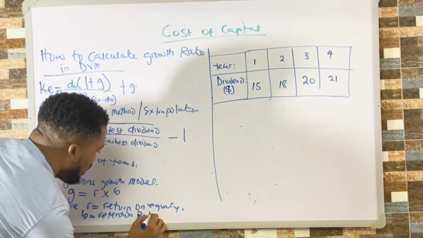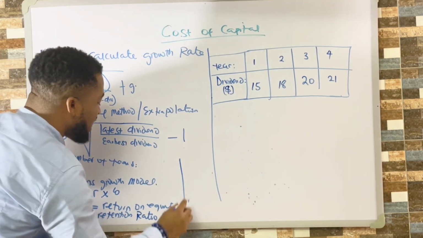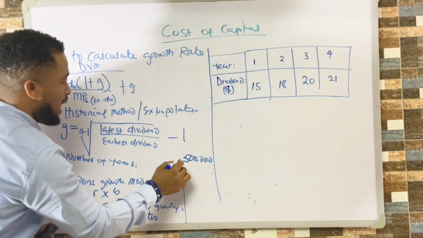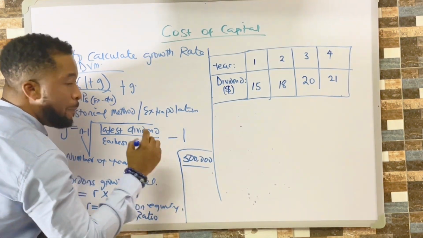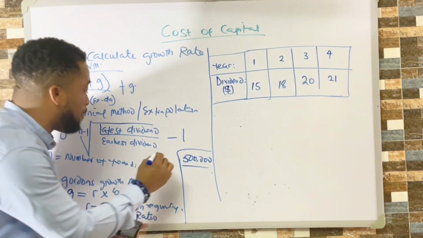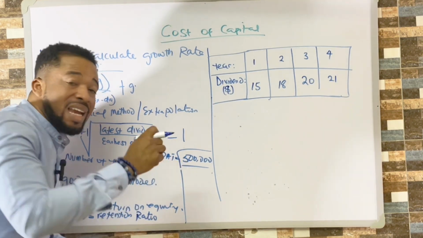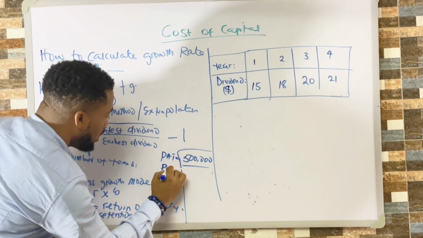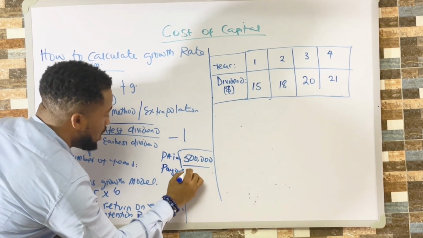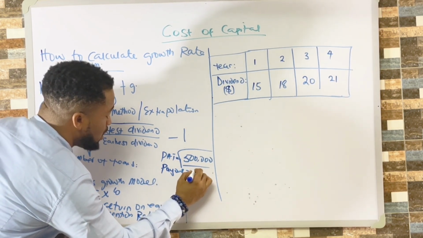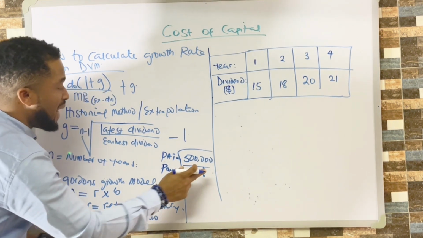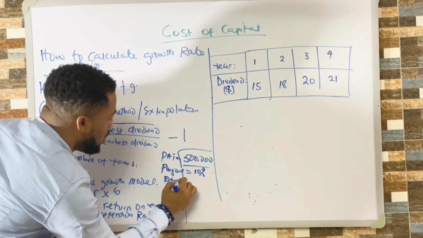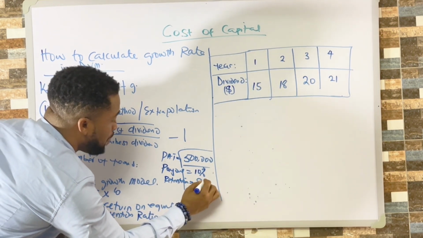So retention ratio. What we are saying here is, if I make 500,000 profit after tax, and my policy is to have a payout ratio. Payout ratio is the portion of the profit after tax that I'm paying out to shareholders. Let's say my payout equals 10%. If I'm paying out 10% of this, simply what it means is that my retention here is 90%.